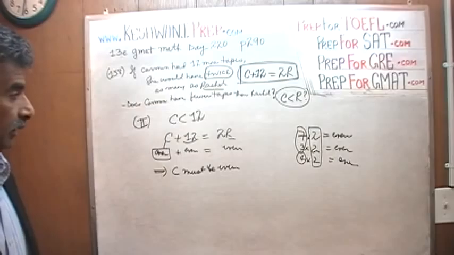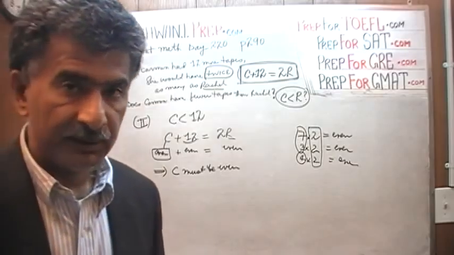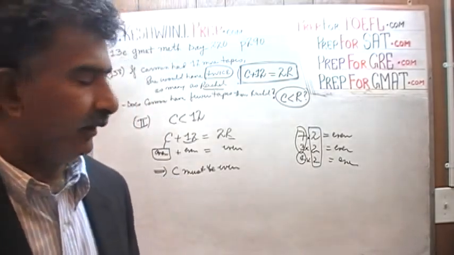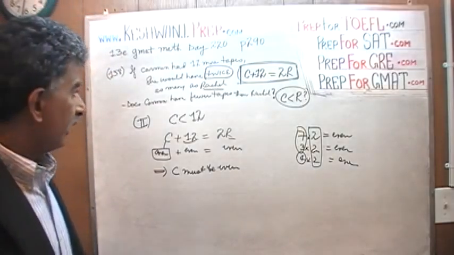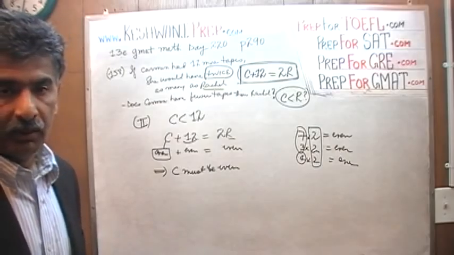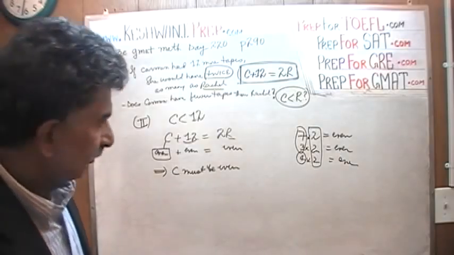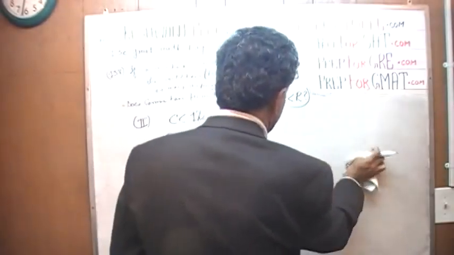What we gather from that is that C must be even, which makes our life much easier, because we don't have to try out all the numbers 1 through 12. It's only even numbers, which is simpler. So that's exactly what we're going to do here.